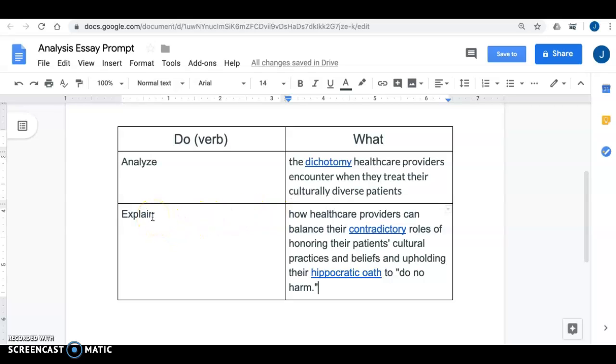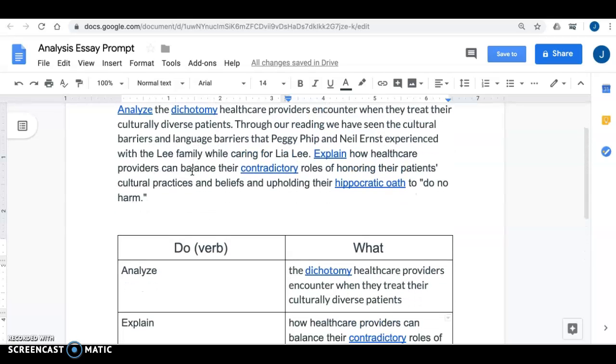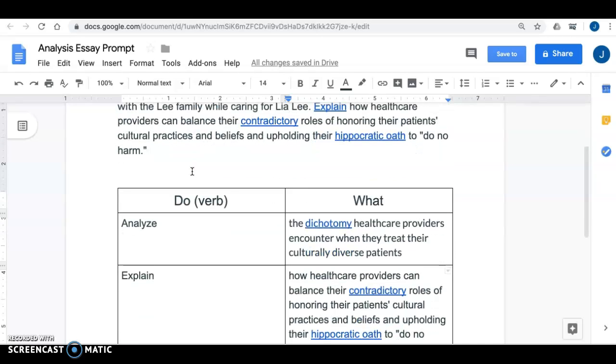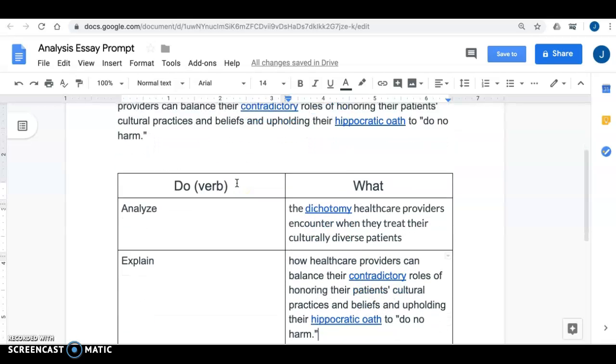So that's where I will need to work on explaining how they can balance this contradiction to honor their patients' cultural practices and beliefs, while also at the same time making sure that they are ethical in their treatment to make sure that no harm comes to their patients. So again, for myself, just breaking down, I like to look at the verbs, pulling them out, and then putting them to the right, kind of like a checklist for myself, what I need to do. I like to read through. If there are any words that I don't understand, I will look them up.